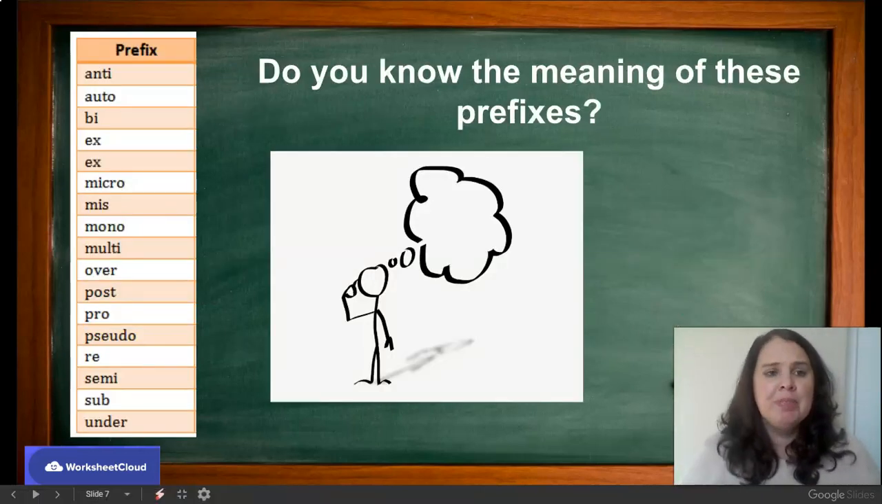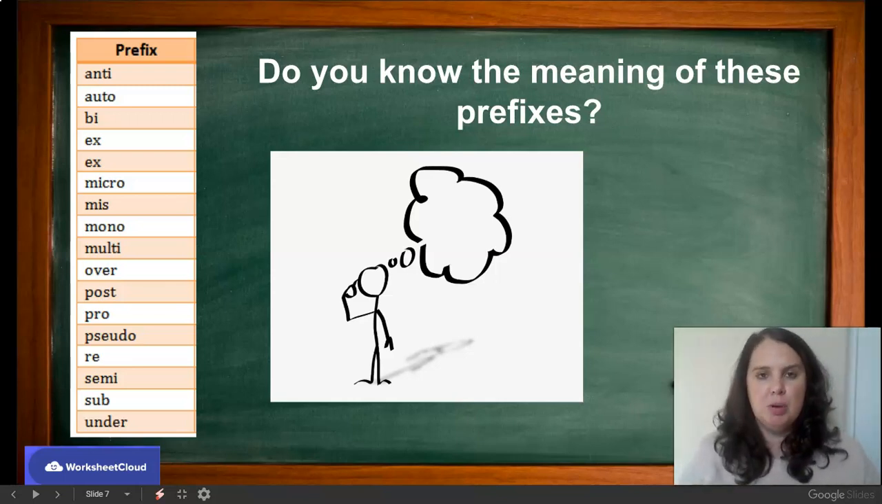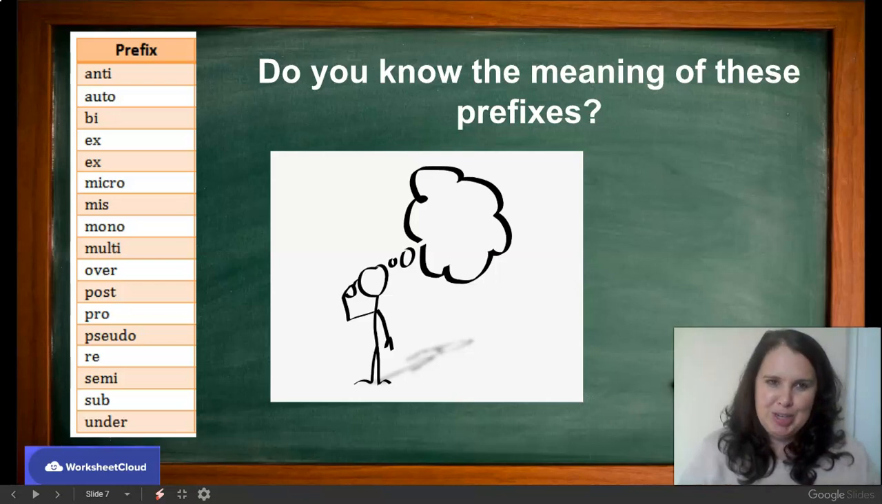So let's have a look. I'd like you, once I'm finished explaining, to press pause and see if you can work out, even if you're just guessing, what these prefixes mean. All right, so you're just writing it down, the list from top to bottom, and then we'll go through it together.